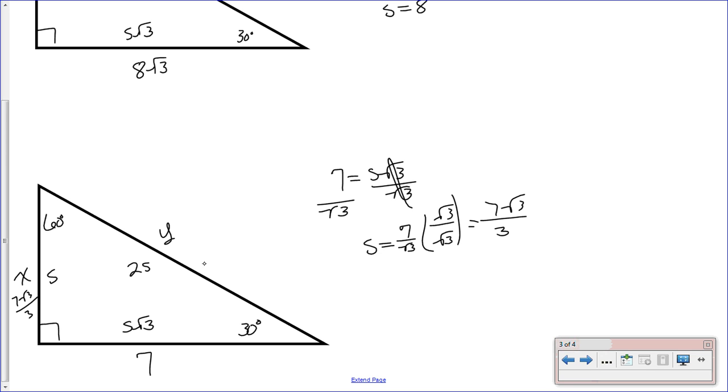Now, to find y, all we have to do is y equals 2s. So y equals 2 times 7 square root of 3 over 3. Well, when you multiply a whole number by a fraction, you just multiply the whole number by the numerator. So 14 square root of 3 over 3 is y.